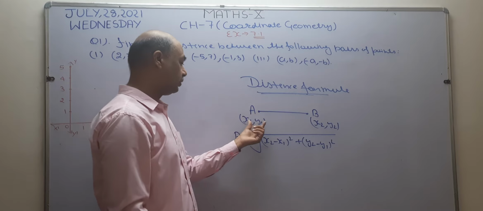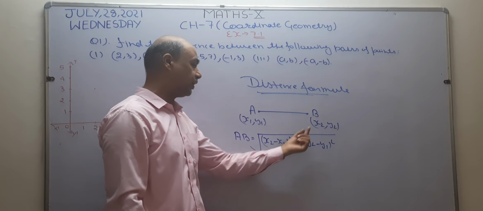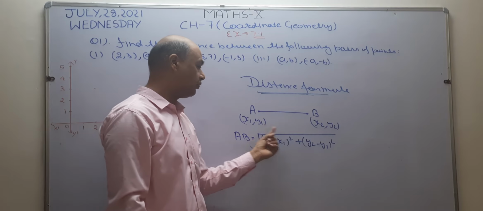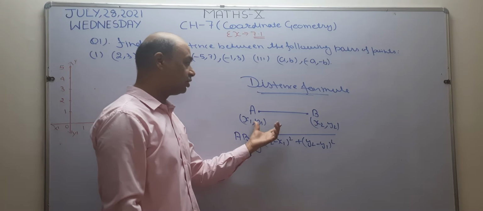Coordinates of A are x1, y1. Coordinates of B I take as x2, y2. The formula becomes square root of (x2 minus x1) whole square plus (y2 minus y1) whole square. This formula is known as the distance formula.